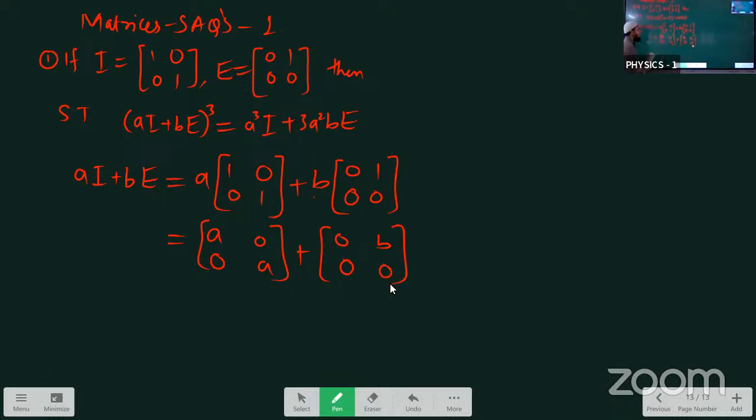Then add these two corresponding matrices. Corresponding elements को add कर लेते जाओ पूरे. So A plus 0 is A. Next 0 plus B is B. 0 plus 0 is 0. A plus 0 is A. Now we got AI plus BE value. Next do AI plus BE whole cube. How you will find AI plus BE whole cube? Please remember AI plus BE is A B 0 A now.